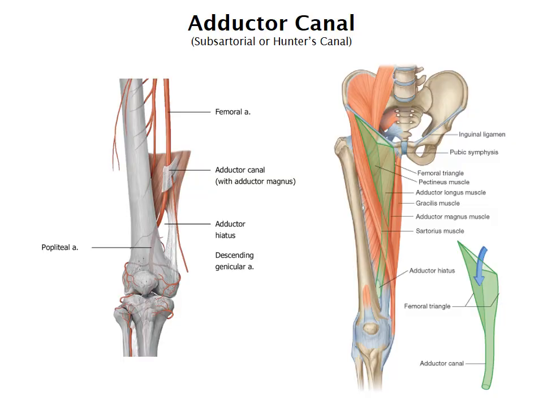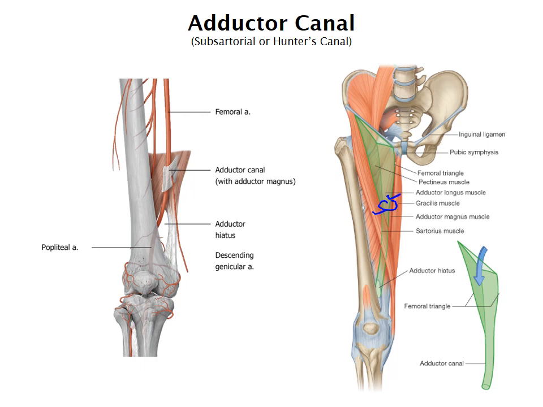The adductor canal, or the subsartorial or Hunter's canal, is a fascial tunnel extending from the apex of the femoral triangle to the adductor hiatus. The canal starts in the middle one-third of the thigh and is surrounded by muscles, namely the sartorius, the adductor longus, and the vastus medialis, not shown in this picture.